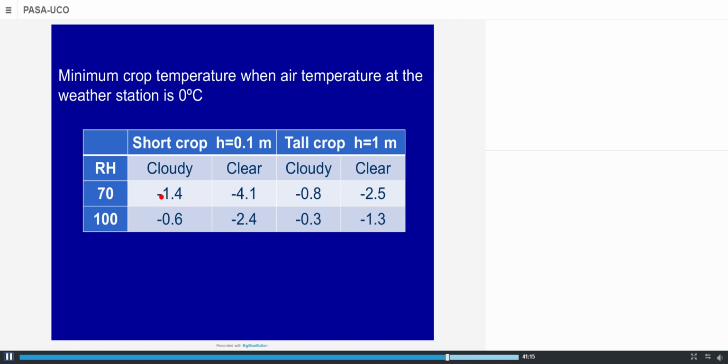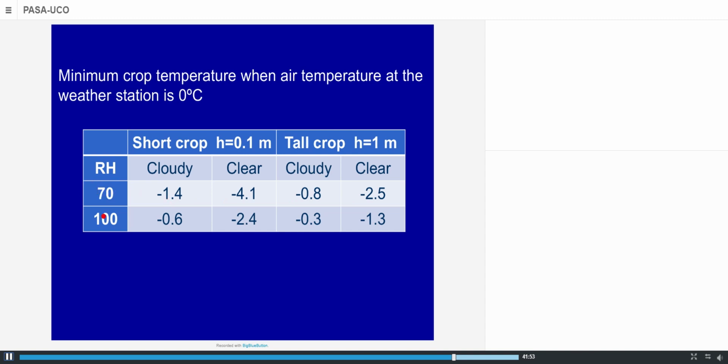If the conditions are clear sky, when we have 0 degrees at the weather station, the temperature at the crop surface will be around -4. This is a short crop. If the crop is taller, like here, the drop in temperature would not be that important. We would measure -2.5.